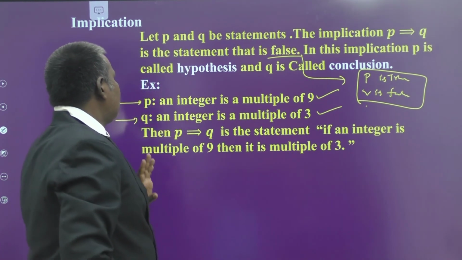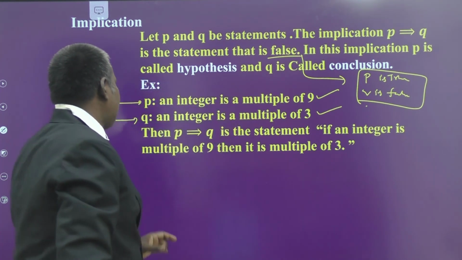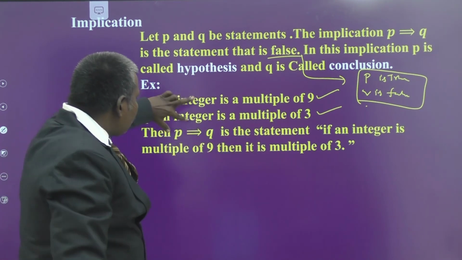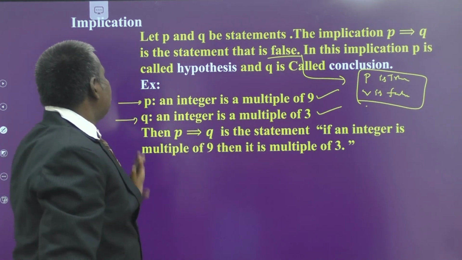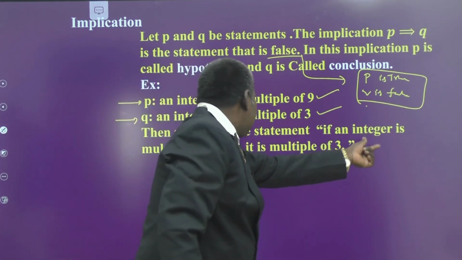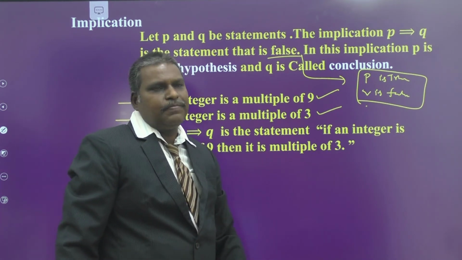P and Q are the two statements. What is P? It is an integer multiple of 9. Q, it is an integer multiple of 3. How to club this with the implication? P implies Q, we mean what? If an integer is a multiple of 9, then it is a multiple of 3.